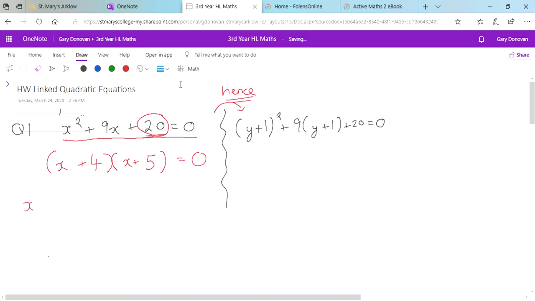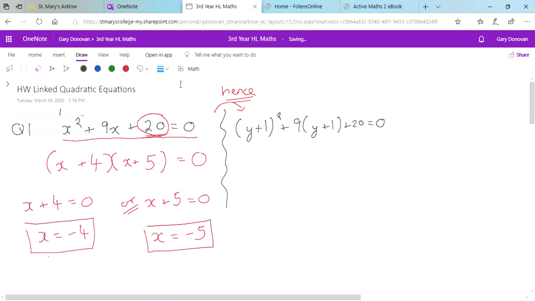So that means x plus 4 equals 0, or x plus 5 equals 0, which means x equals minus 4 or x equals minus 5. So that's the first bit of the first question done. Now how do we use this for the second bit?